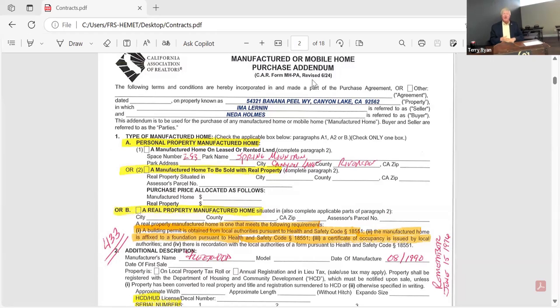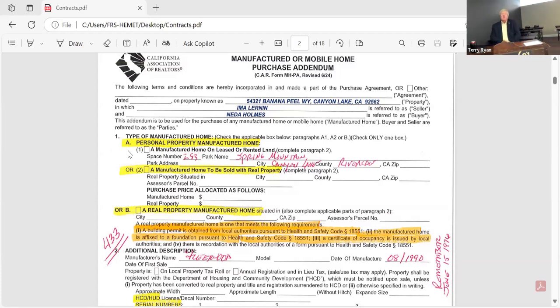So I'm going to quickly hit on how we identify a manufactured home. Here we have, there are actually 3 different types of manufactured homes. I know that sounds funny, but there are. And it's not really what type they are, because there's lots of types, but it is how it relates to a purchase agreement and a contract.